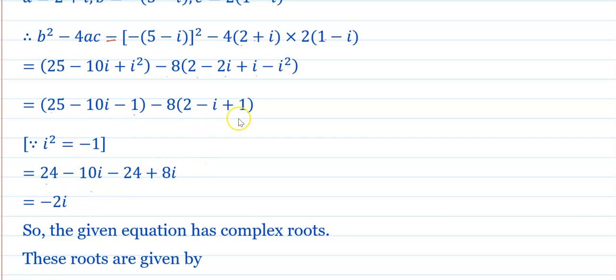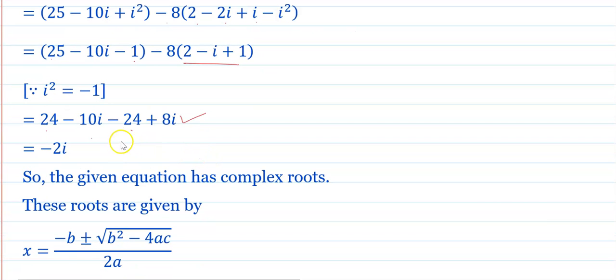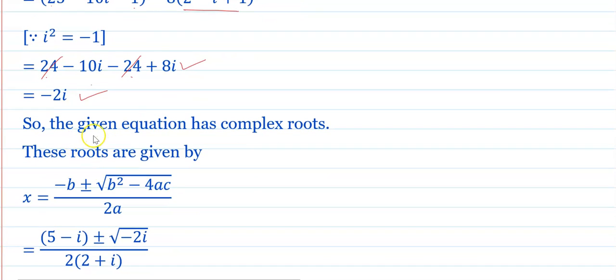What is next? This simplification. 2 plus 1, then you will get 3. 3 into 2 minus 24. Okay. Minus 8 into minus i, you will get 8i. Okay. Now plus 24 minus 24 get cancelled. Minus 10i plus 8i, you will get minus 2i. So the given equation has complex roots.